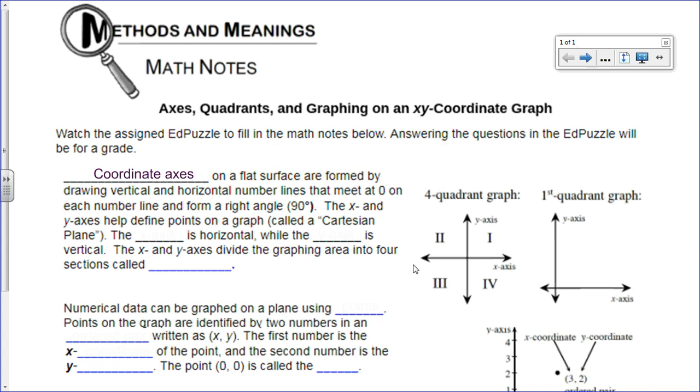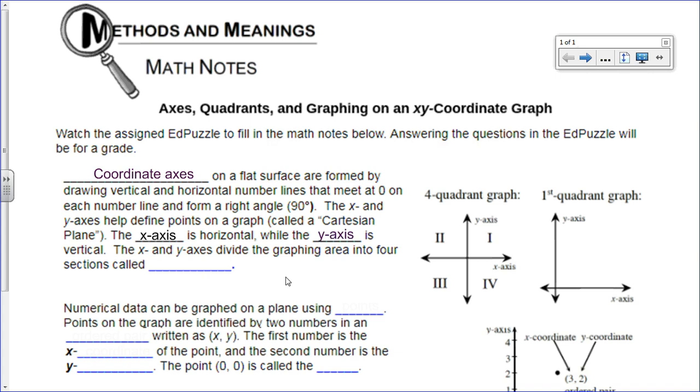So for example, right here is a 4-quadrant graph. We have the x-axis, horizontal, and the y-axis, vertical. If it's a 1-quadrant graph, we would just have the x-axis and y-axis, so we'd only have 1 quadrant. The x and the y-axis help define points on a graph called a Cartesian plane. It's named after the person that created it. The x-axis is horizontal, while the y-axis is vertical.